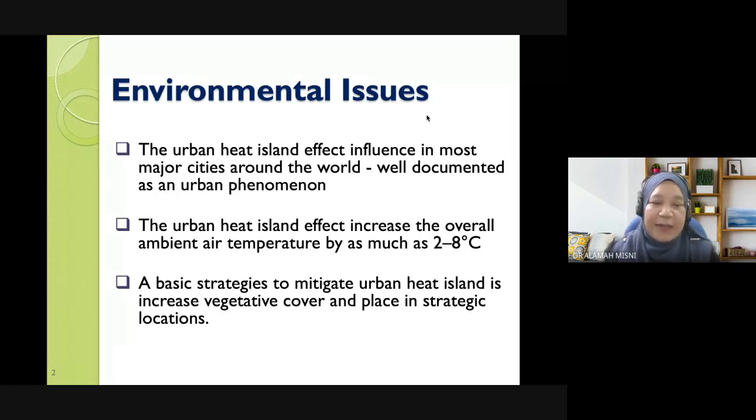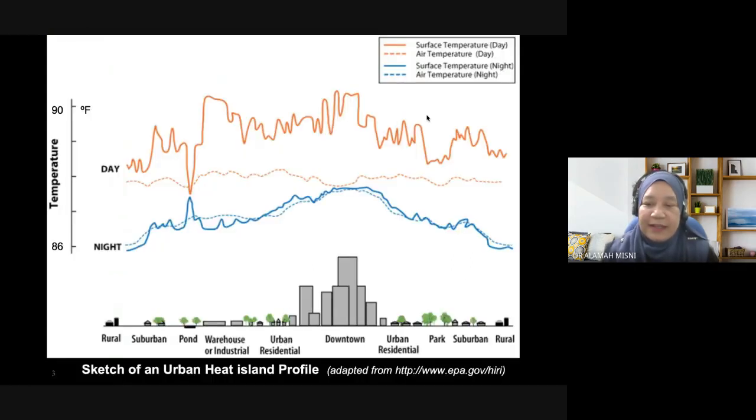In tropical climates, heat island contributes significantly to urban dwellers' summer discomfort and energy bills due to increased cooling load. Next. This refers to the EPA.gov sketch of the urban heat island profile. It focuses on the downtown area, where the urban heat island is happening and the temperature is higher than in the rural area. Next.